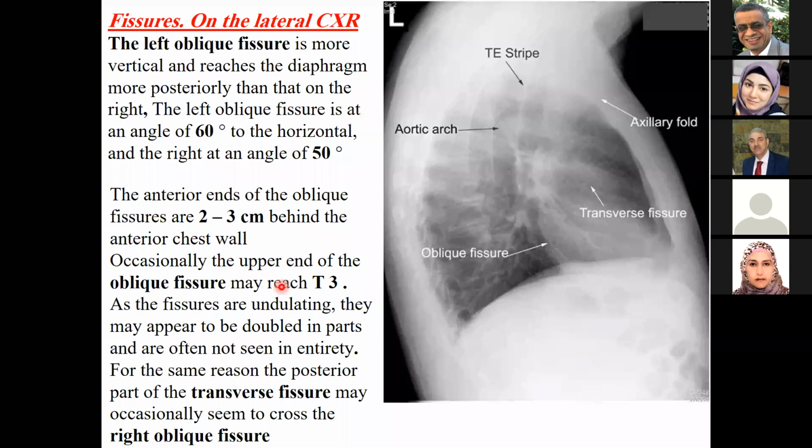Occasionally, the upper end of the oblique fissure may reach T3. As the fissures are undulating, they may appear to be doubled in parts and are often not seen in entirety. For the same reason, the posterior part of the transverse fissure may occasionally be seen to cross the right oblique fissure. This is a lateral X-ray. This is the transverse fissure and oblique fissures. This is the aortic arch and tracheoesophageal stripe.